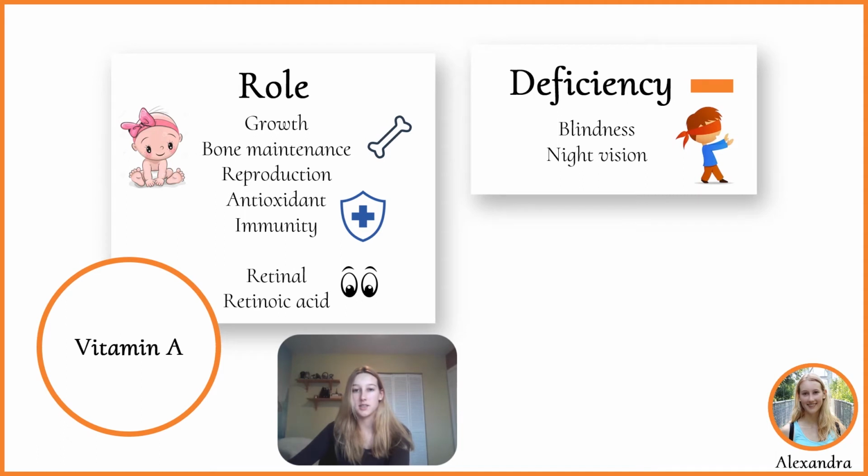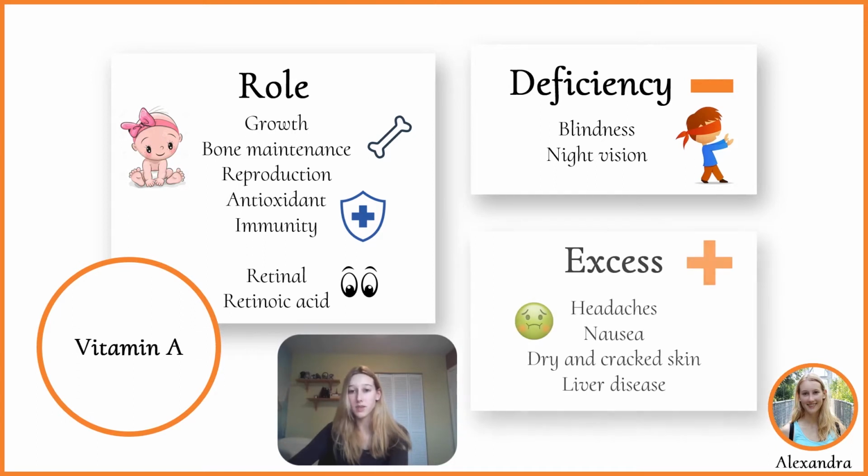Vitamin A deficiencies are very rare in developed countries, but the most important concern with that deficiency is blindness, as well as the inability to see well in the dark or in low light. However, an excess may result in headaches, nausea, dry and cracked skin, as well as liver disease.